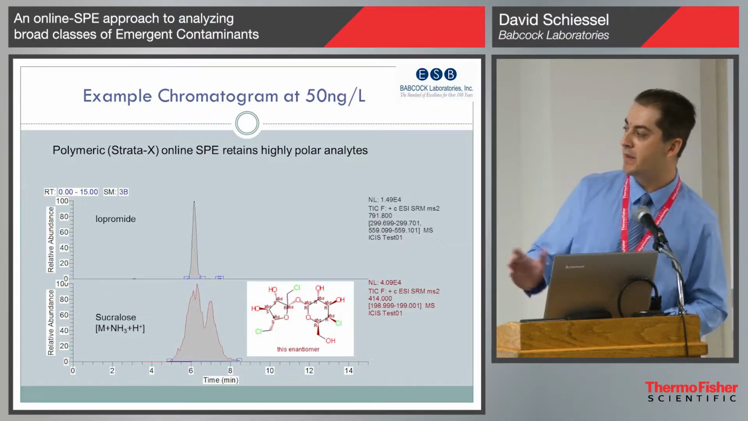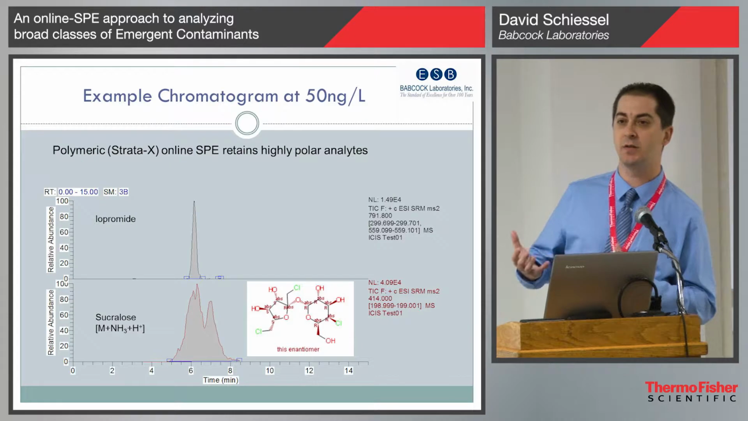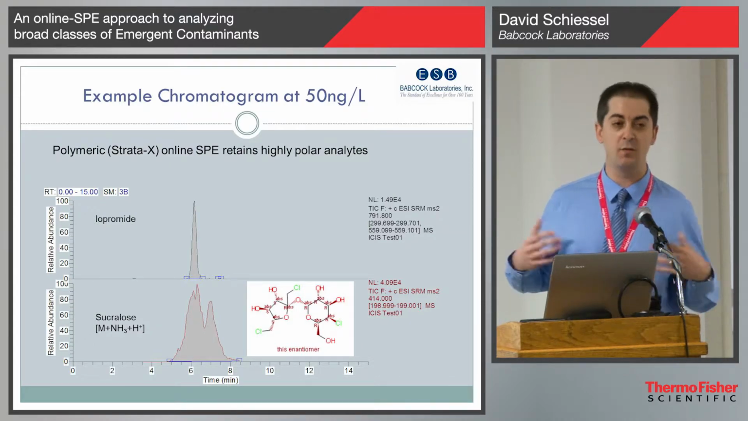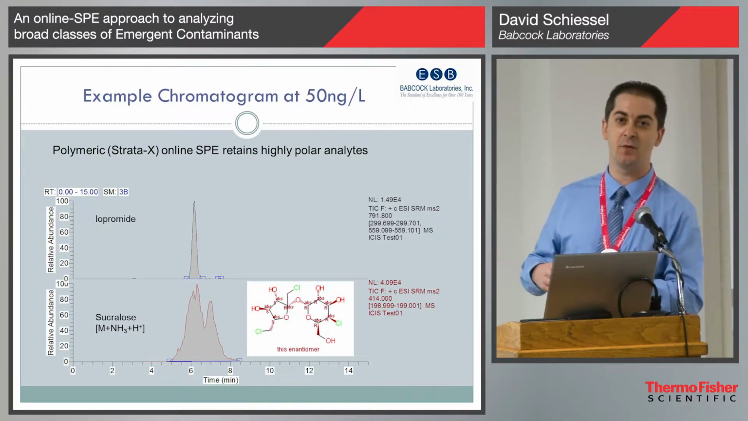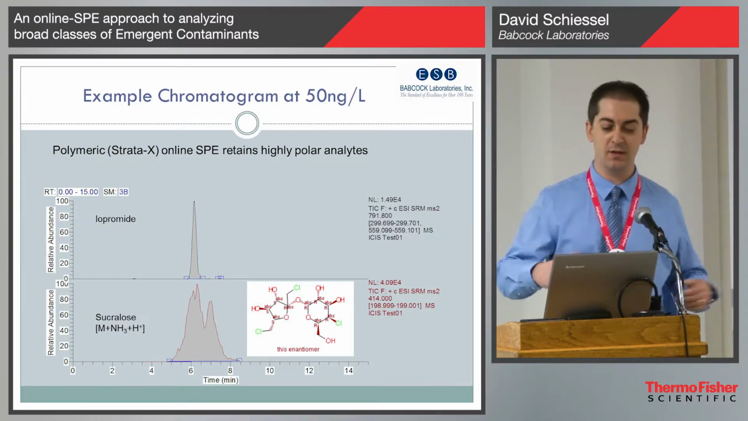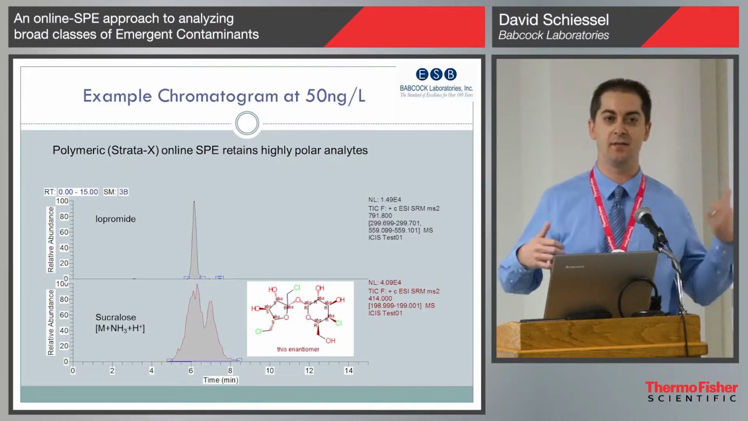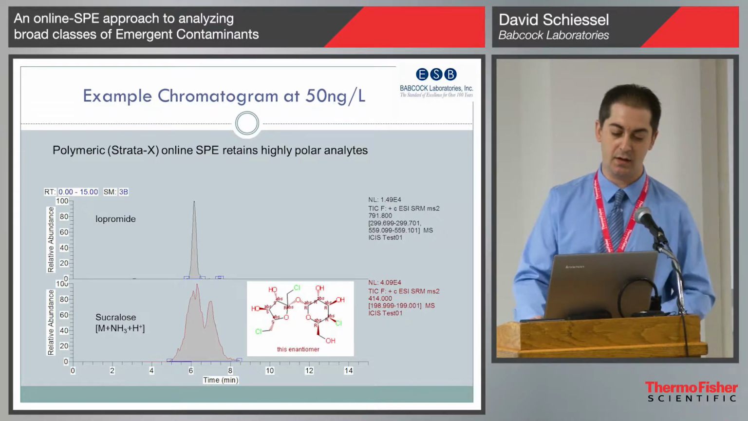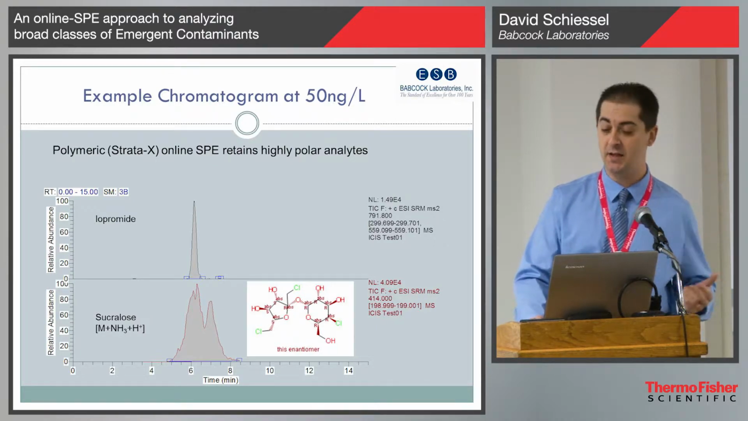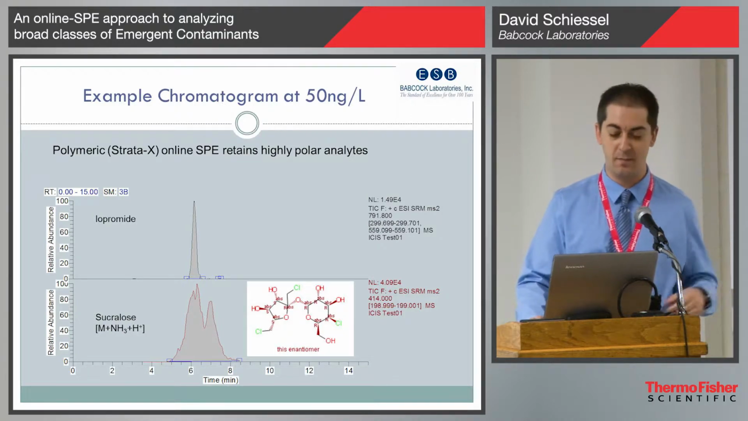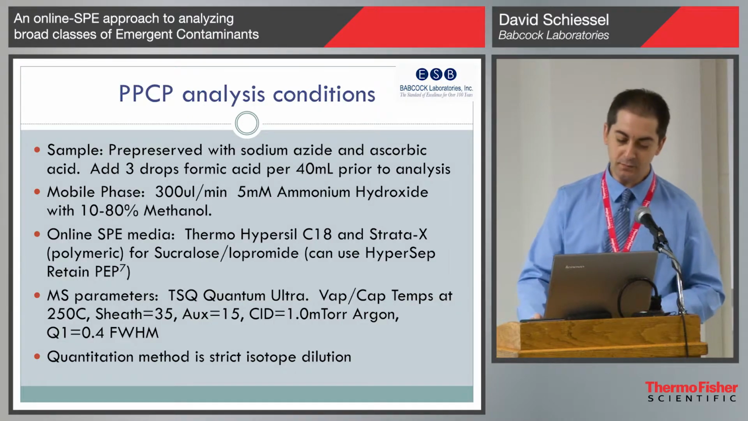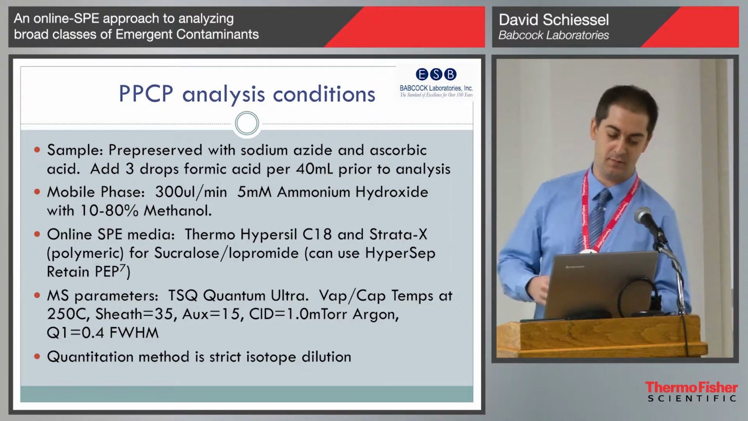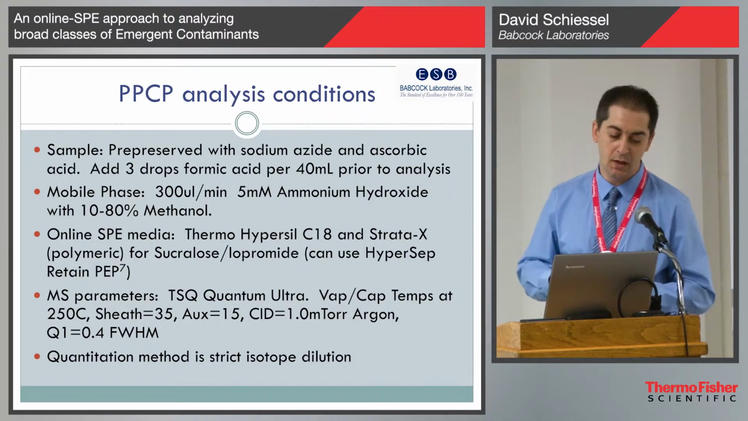And one thing that we've developed recently was how to trap iopromide and sucralose, because before we had to do multiple injections, similar to 1694 where you had to do different LUN conditions. We had to do just a direct inject and then online-SPE. We don't have to do that anymore using polymeric Strata X SPE, but I've seen in the literature that you could use Thermo Hypercep. Hypercep retained PEP has been shown to extract sucralose.